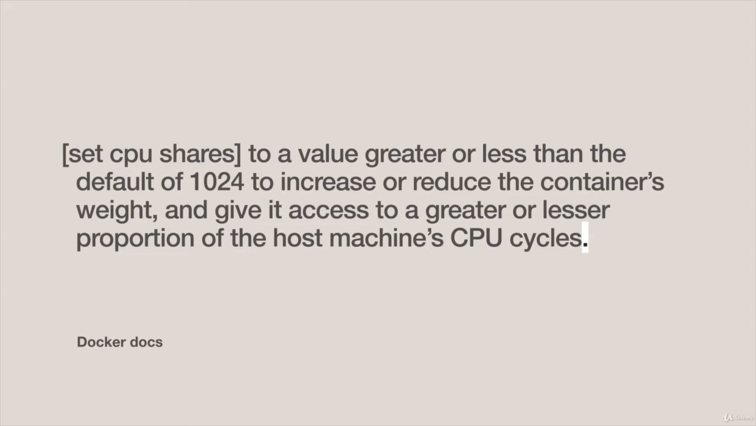So if you want to increase the relative value for your Docker container, then you should increase it above 1024. So if you've started a bunch of containers with no value for this, and you want to start a new one which has higher priority on the CPU, you need to set it to above 1024.